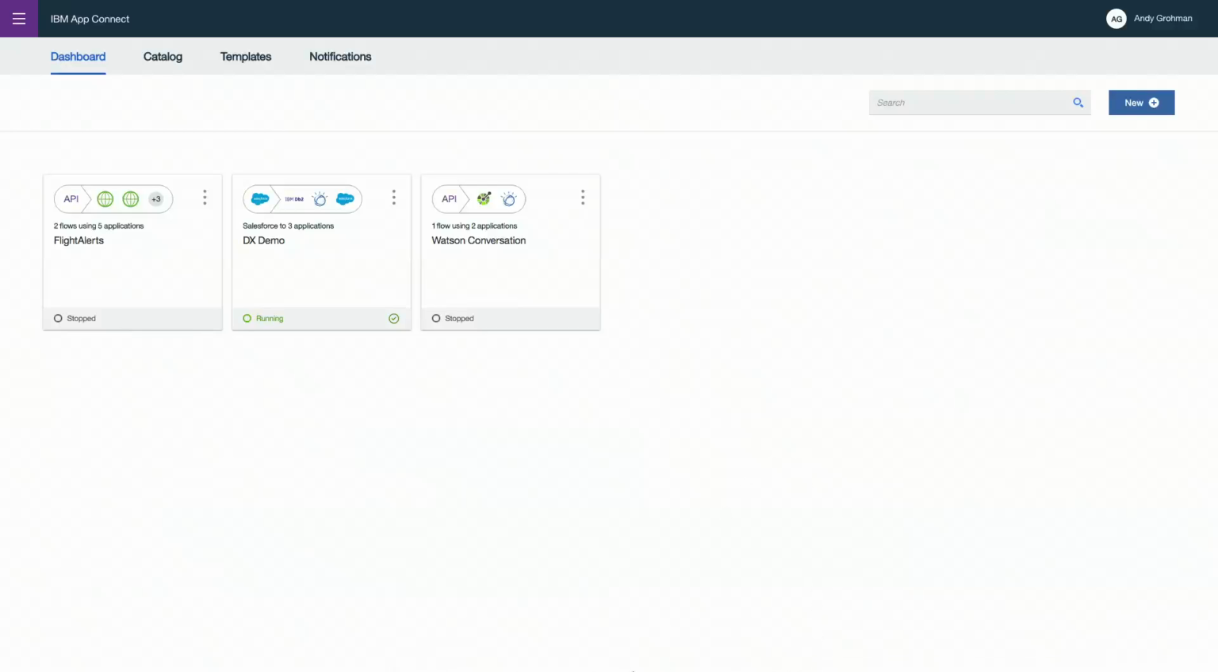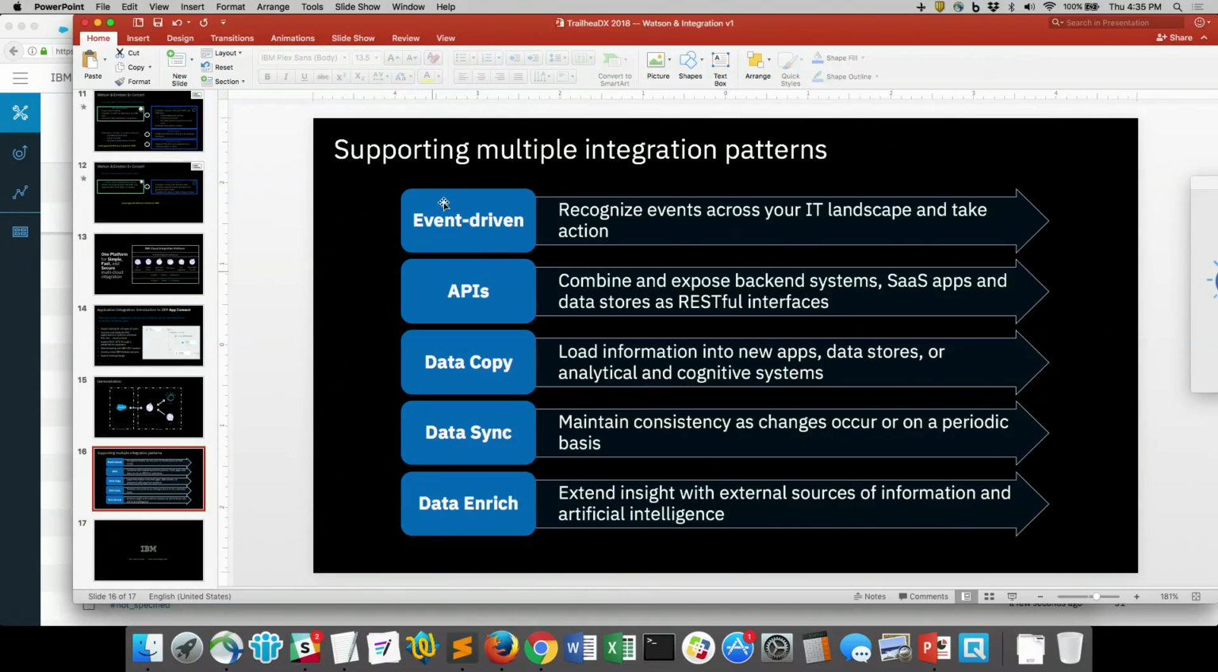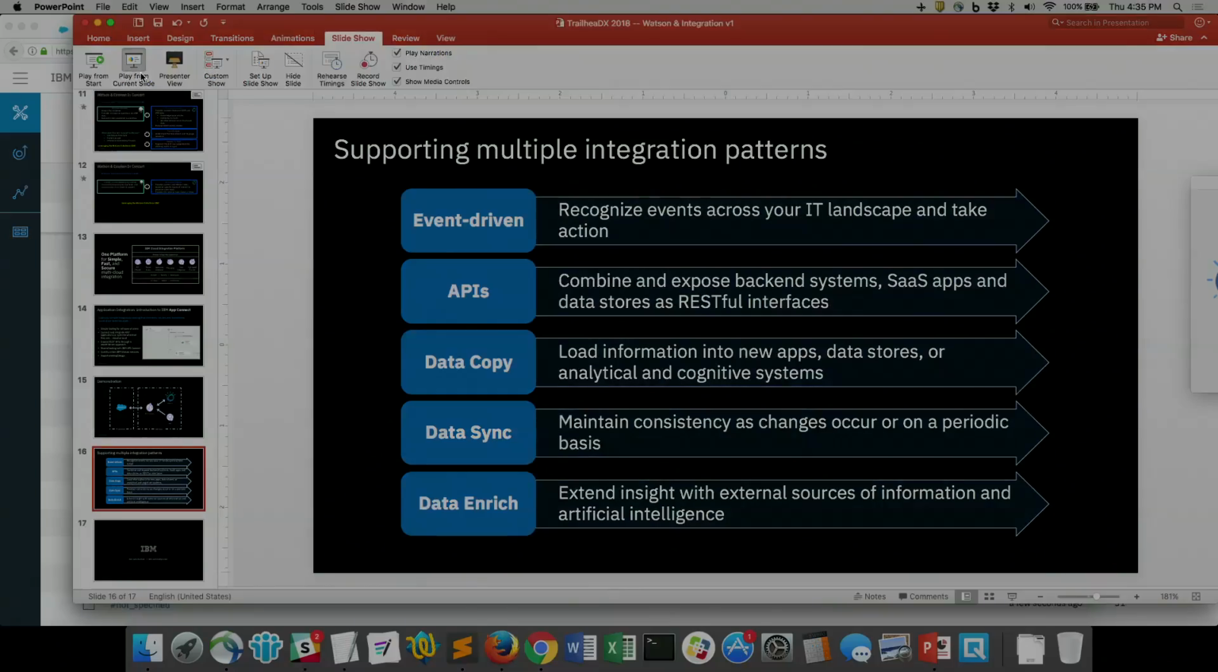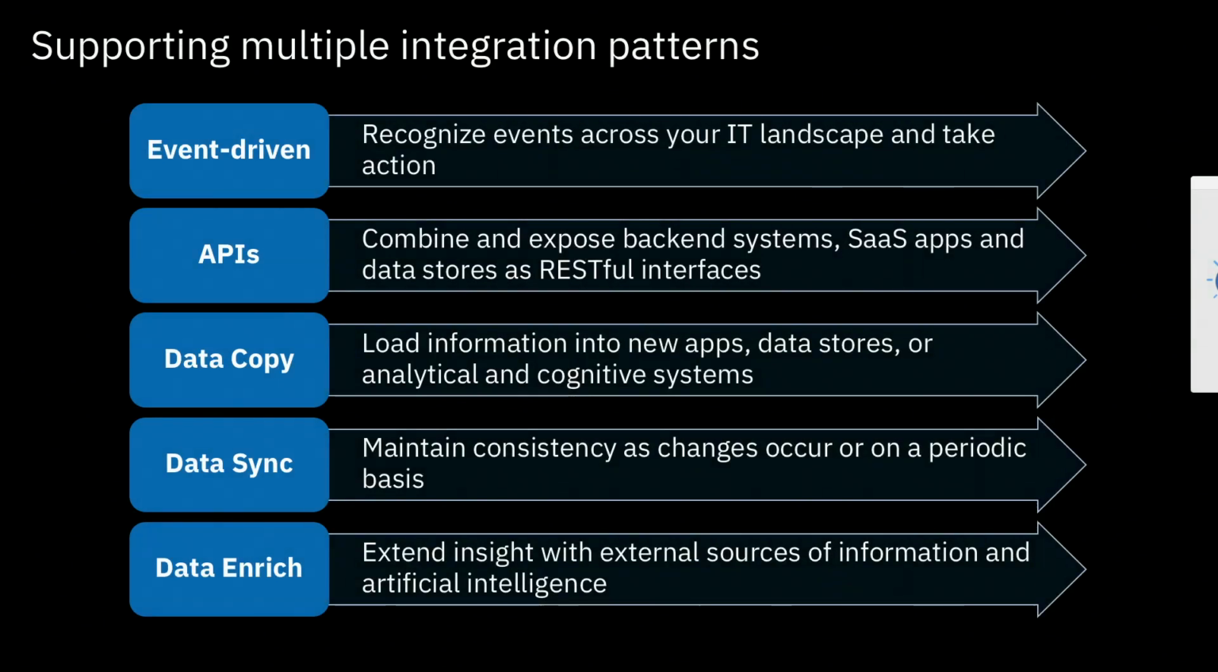So with that, I can jump back over to this and just describe a few more capabilities. So what we saw today was that event action flow, right? So event-driven, recognizing events happening in one system and taking actions in other systems downstream, whether those are on-premise or off-premise. But we really wanted to focus on several key use cases for using our integration tooling.